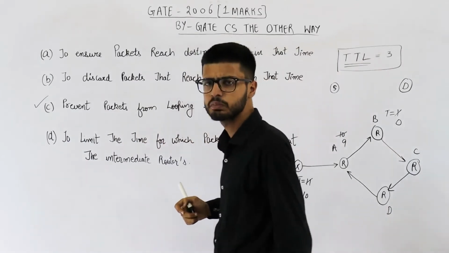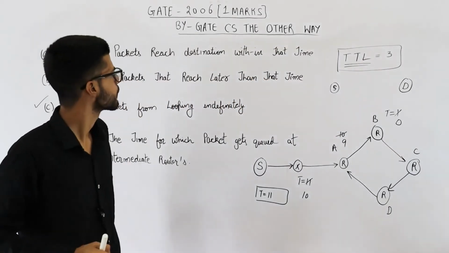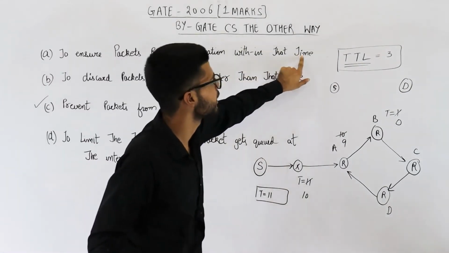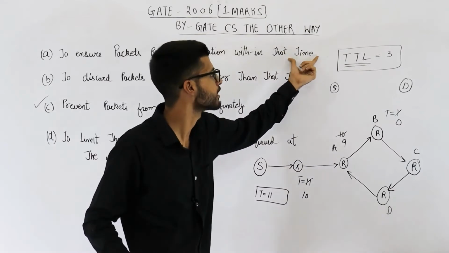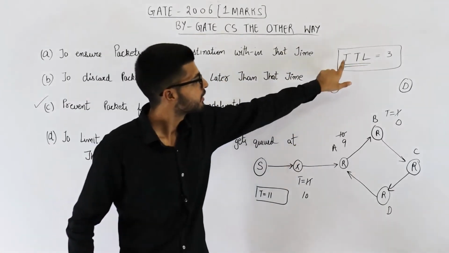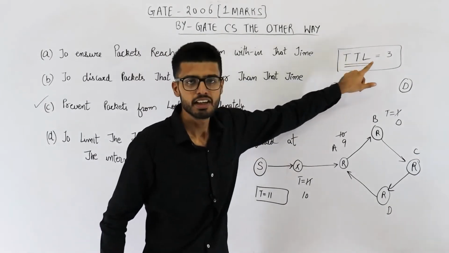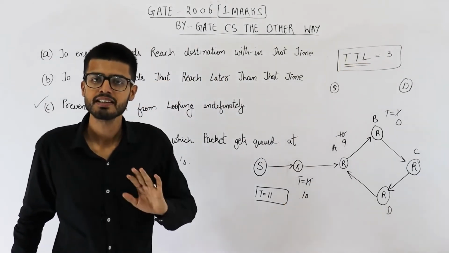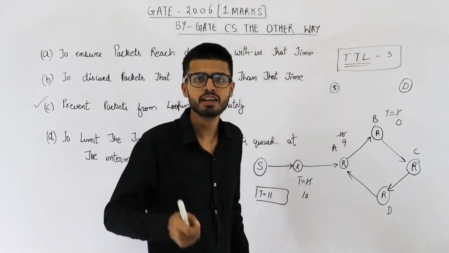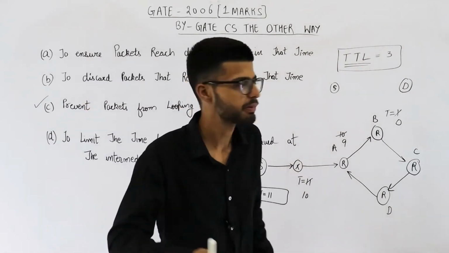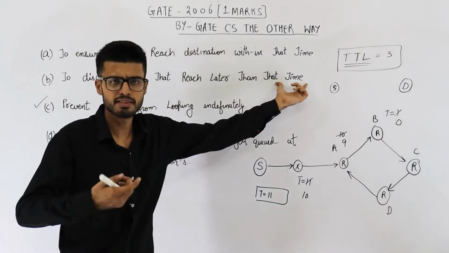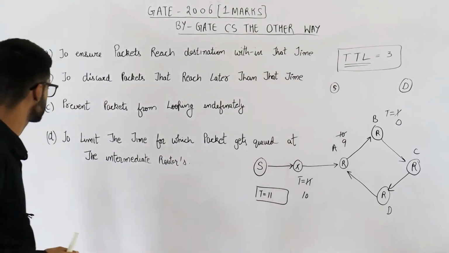Now option A and B are just there to confuse you guys. They are saying to ensure packets reach the destination within that time. They are using this word time because the full form of TTL contains the word time. Time to live. Even though it is called time to live, it has nothing to do with time. TTL is not a time, it is actually a number, the maximum number of hops a packet can take.